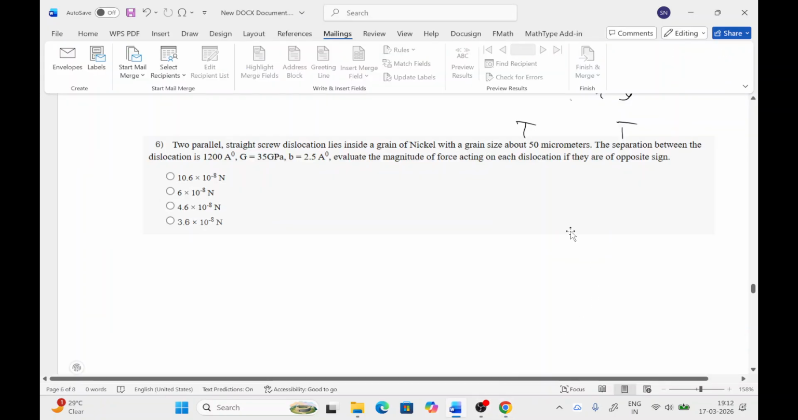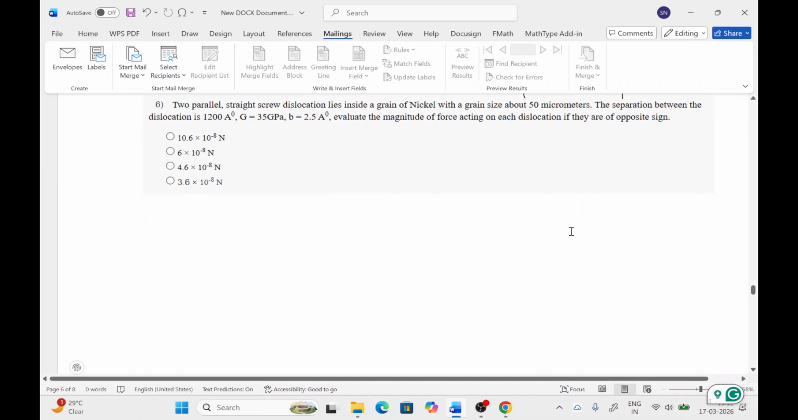Okay, so then go to the next question. Two parallel straight screw dislocations lie inside a grain of nickel with a grain size of about 50 micrometer. The separation between the dislocations is 1200 angstrom, shear modulus 35 GPa, Burgers vector 2.5 angstrom. Evaluate the magnitude of force acting on each dislocation if they are of opposite sign.